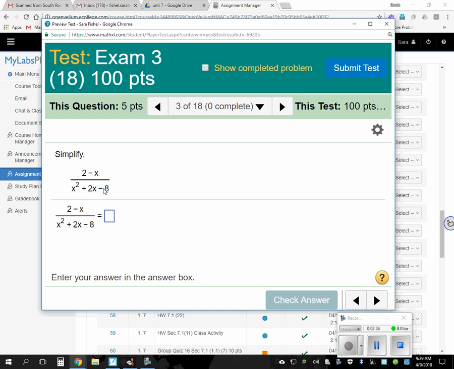Simplify, so we're just factoring, canceling. We might need to factor out a negative, rearrange the top.